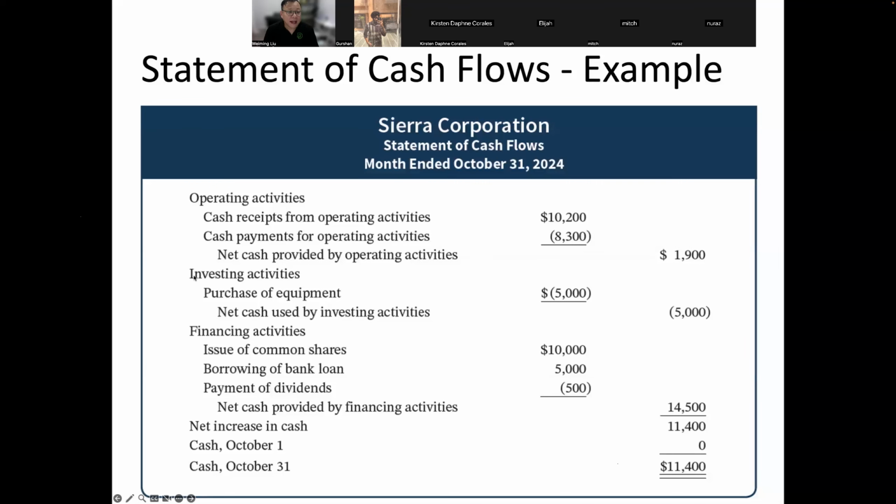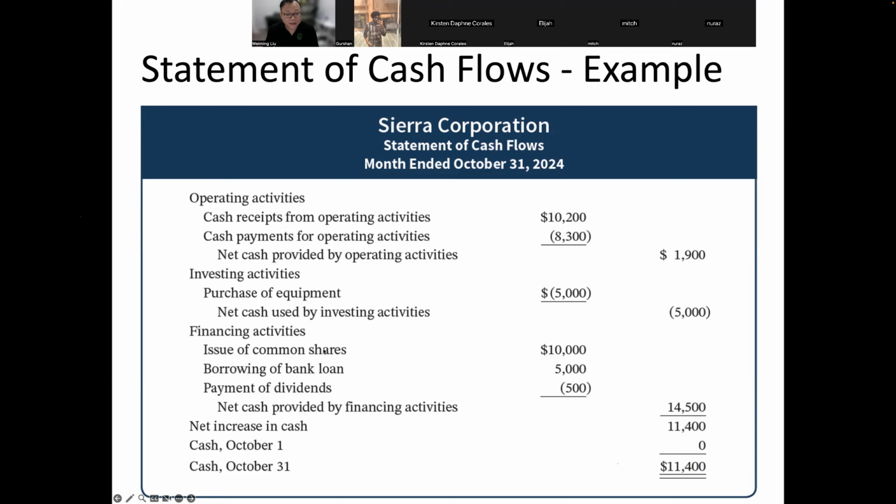And then investing activity. Investing activity deals with long-term assets. So the purchase of equipment cost them $5,000. And then financing activities. Financing activities deal with long-term debt, long-term liability, and equity. So you can see issue of common shares. They received $10,000 cash because they issued common shares.